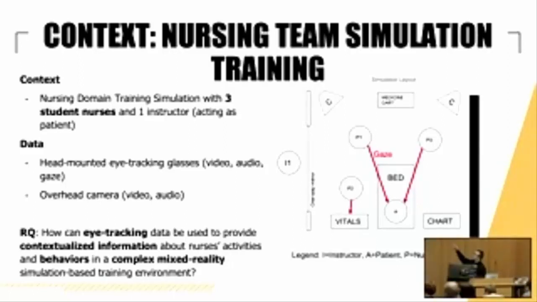The patient is lying in the bed in the center, and the nurses are surrounding the patient and interacting with the patient, but also with other objects in the environment, such as their chart and the vitals. The instructor is looking through a one-way mirror, observing what the students are performing. They are enacting the patient and overall orchestrating the progression of the simulation so that we can get some sort of learning gains from it.